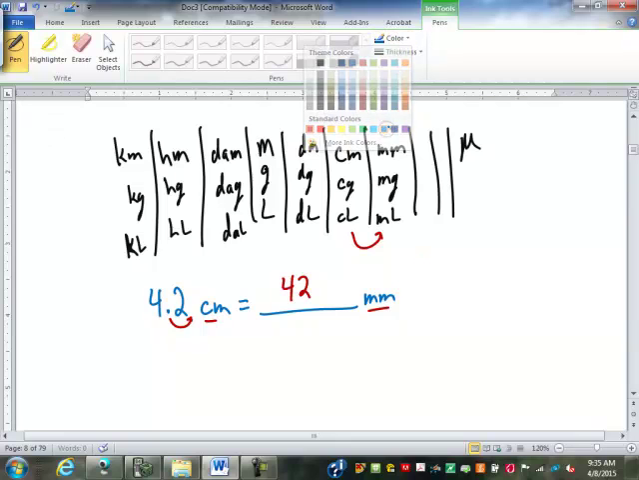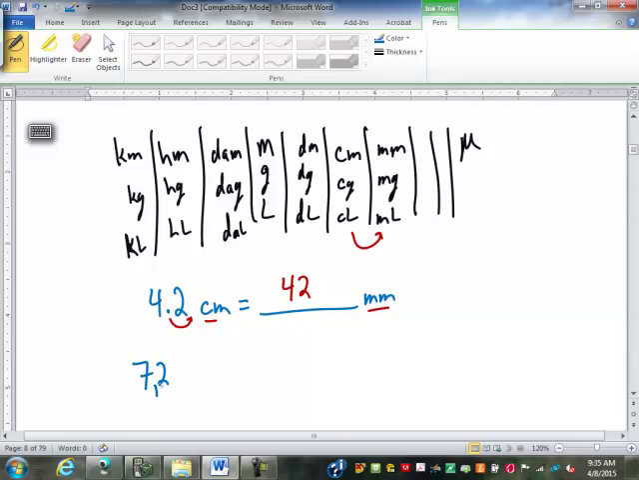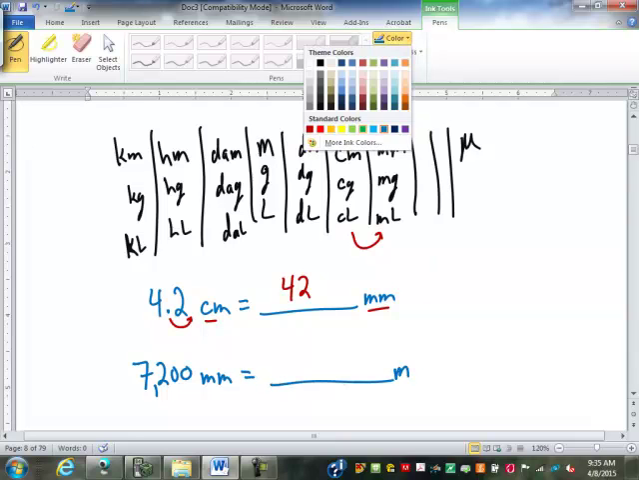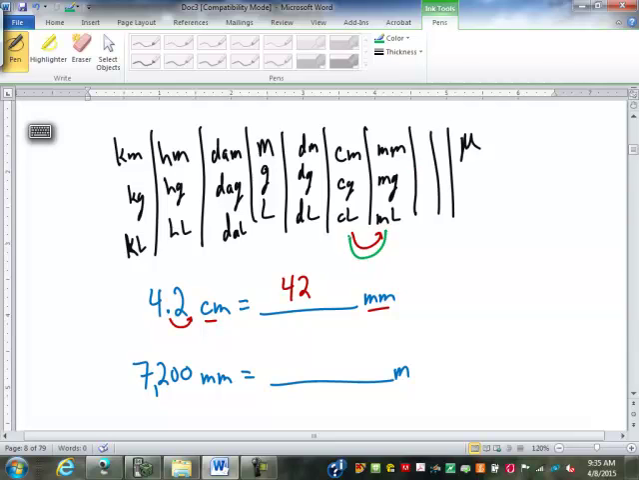So let's say that we need to convert 7,200 millimeters into meters. If you look on the chart, from millimeters to meters is 1, 2, 3 spots to the left. Well, guess how we're going to convert it. Our decimal point, which we don't see one there, but it is at the end of the number if it's not written in, has to move 1, 2, 3 spots to the left. 7.2 meters.